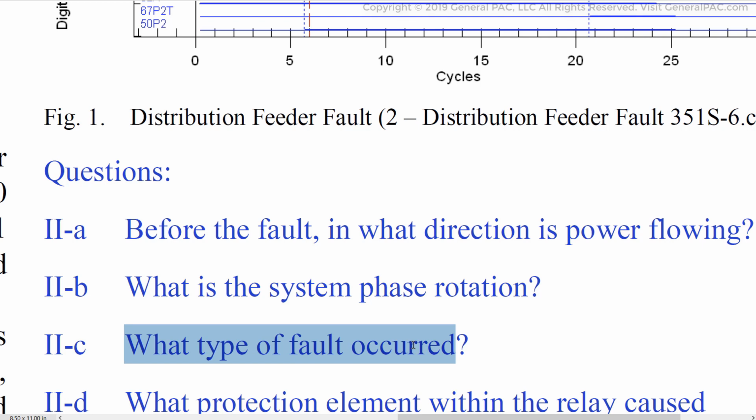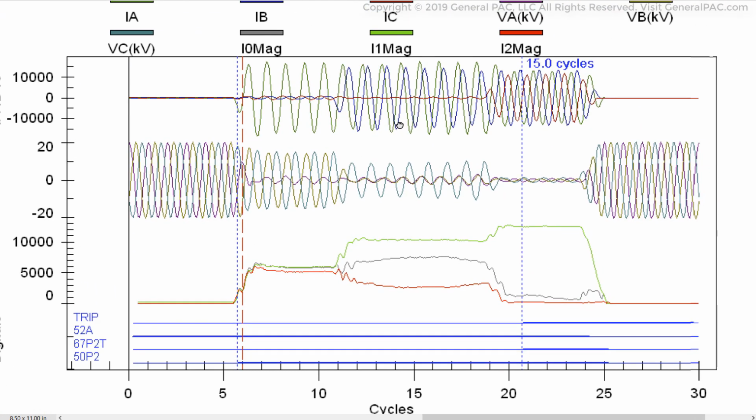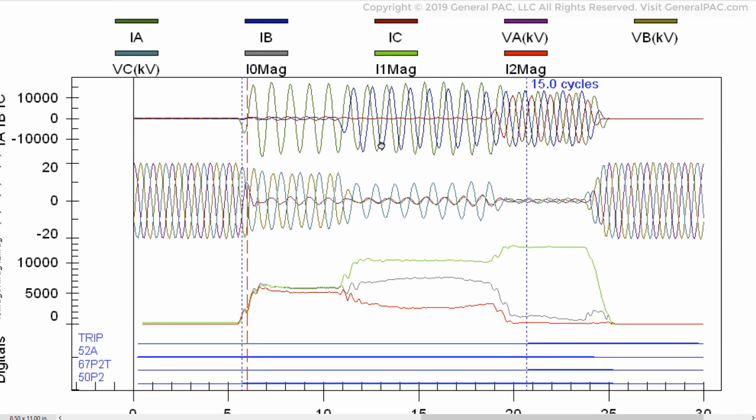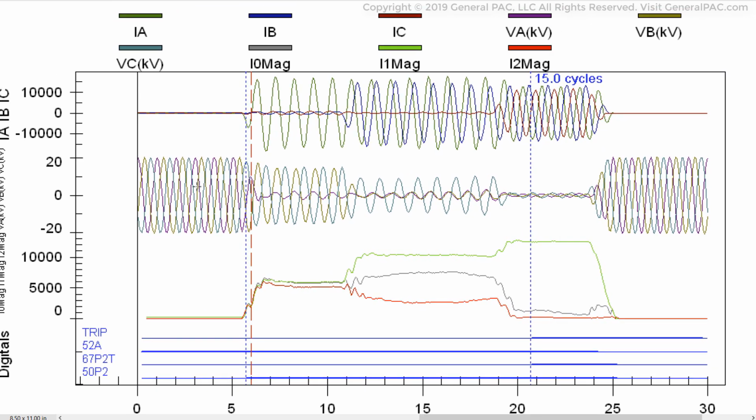The third question is, what type of fault occurred? So there's a lot going on in here, and we would really have to look at this holistically. So initially, of course, we want to start from before the fault and make sure things are good, and that we understand exactly what's going on here. So we have a good balanced system before the fault occurred, right? Phase A, B, and C voltage quantities are pretty well balanced, meaning that they are equal magnitude and they're 120 degrees apart from each other.